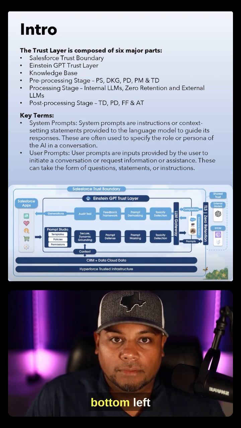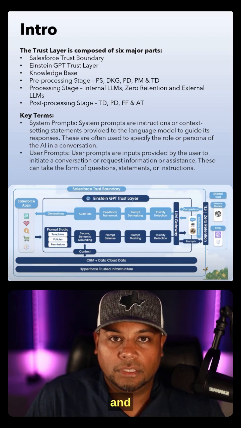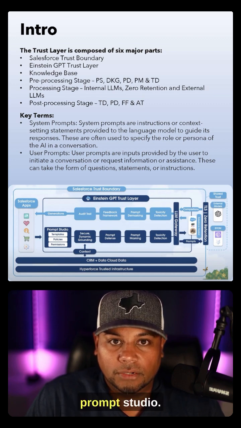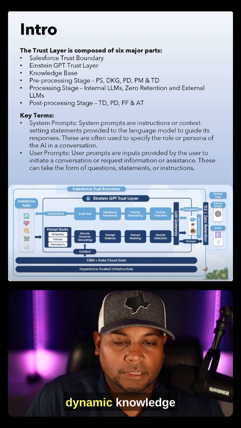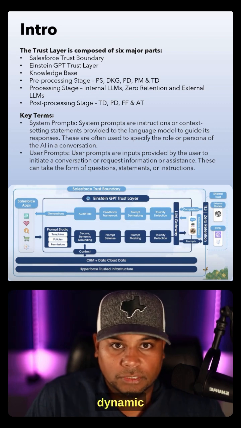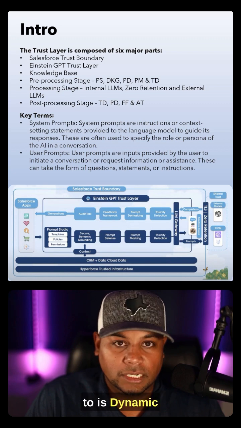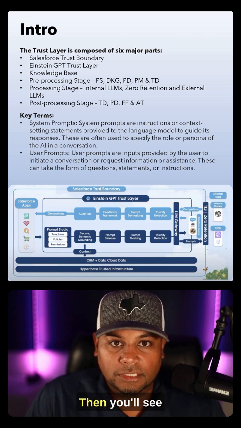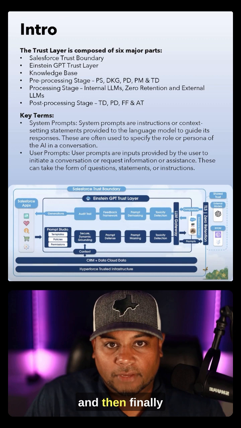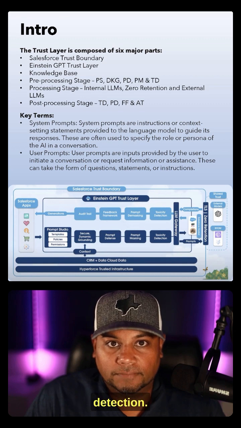Then on the bottom left, you'll see the pre-processing stage, and that includes the prompt studio. It'll include the dynamic knowledge grounding. I know it's called secure dynamic grounding on the slide, but the actual name referred to is dynamic knowledge grounding. Then you'll see prompt masking, and then finally toxicity detection.